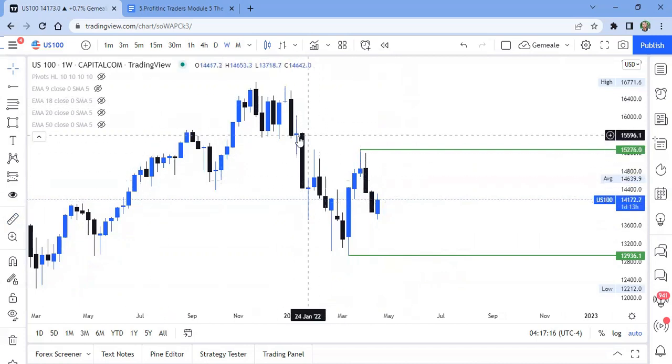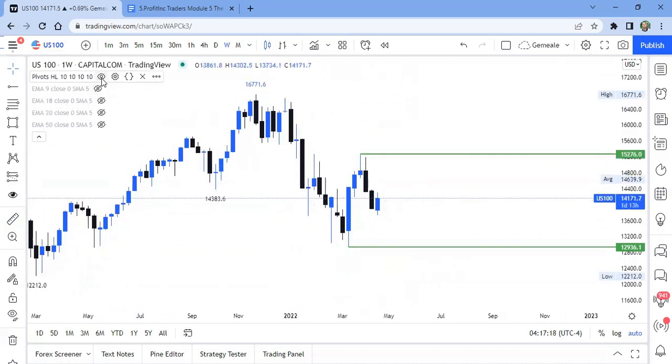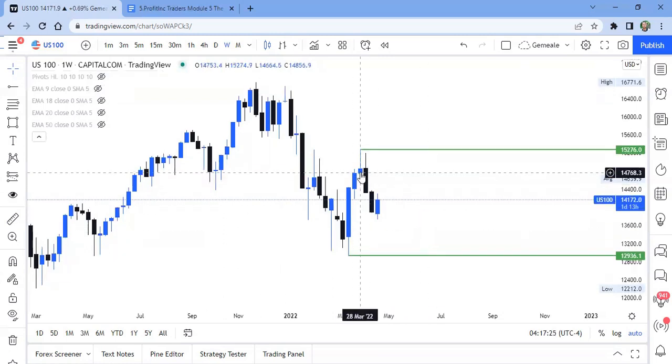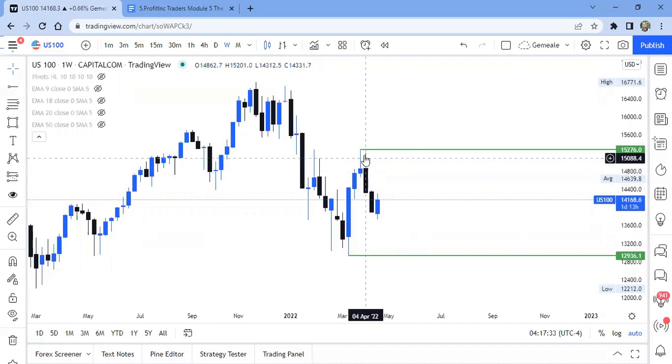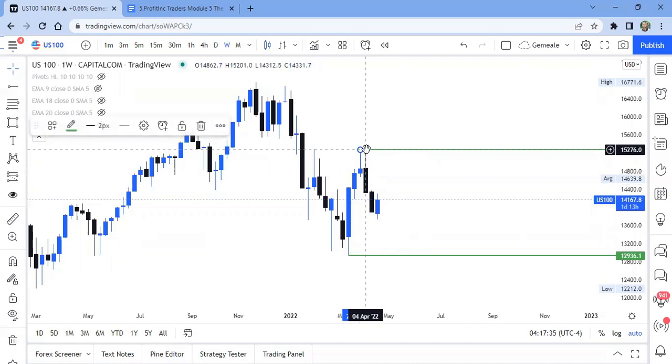So now we want to get the exact amount, so we want to use pivots. Here we do not get any information, so I'm going to go into this candle and look at what is the high of this candle. And I can see the high is at 15,274.9.